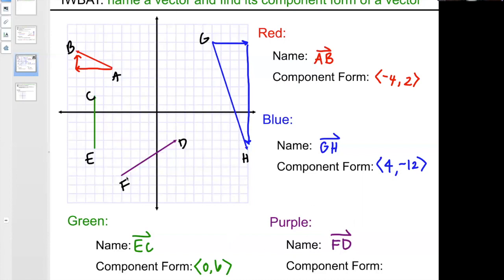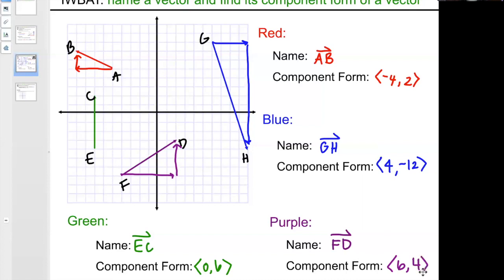Purple, start at F, horizontal, so count over and then up. So this one's going to have 2 positive components. So 1, 2, 3, 4, 5, 6 to the right, and then 1, 2, 3, 4 up.